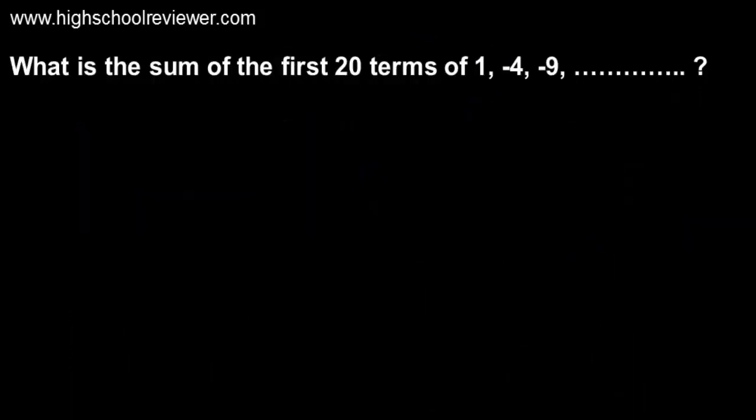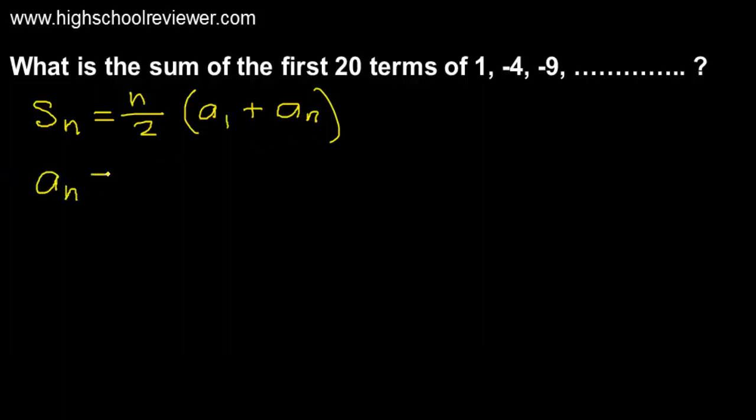What is the sum of the first 20 terms of positive 1, negative 4, negative 9, and so on? To find the sum of the arithmetic sequence, the formula that we need to use is S sub n equals the number of terms divided by 2 multiplied by the value of the first term plus the value of the last term. And if the value of the last term is not given, we need to use a sub n is equal to a sub 1 plus n minus 1 multiplied by d.